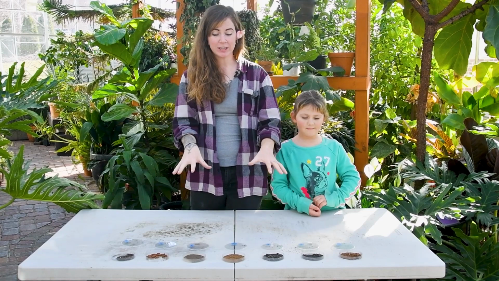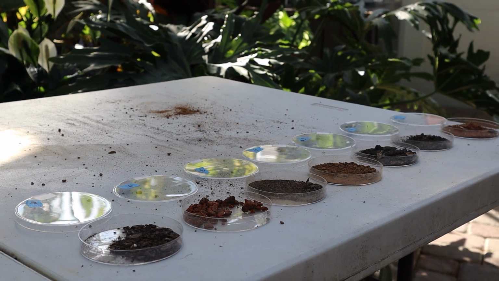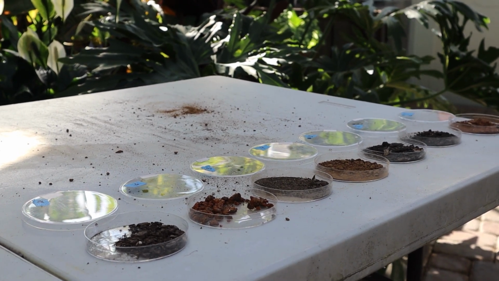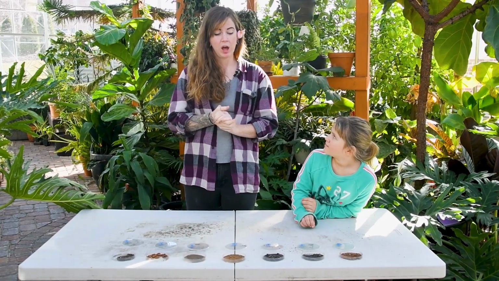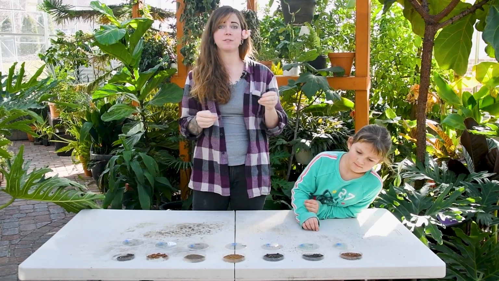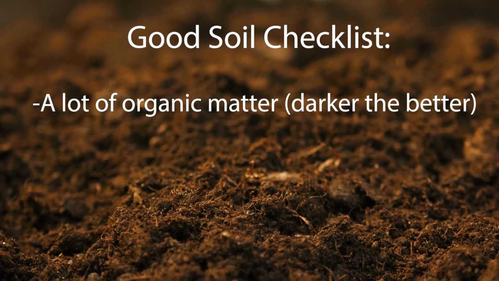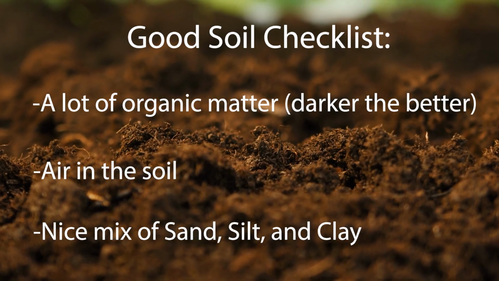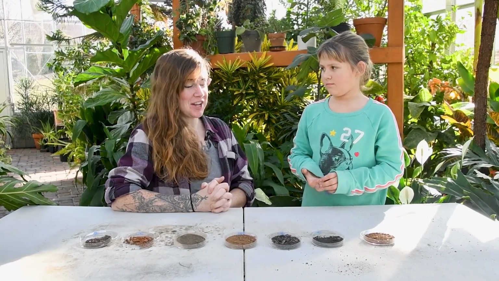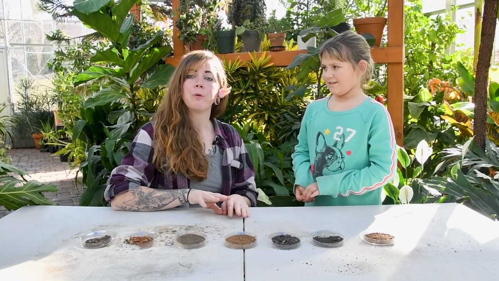So we have some soils here that we're going to take a look at today, and these came from different parts of the country and from different growing areas. Some came from fields, some came from forests, some came from the side of the road. We're going to take a look and see what we think is best for growing plants based on what we know. We know that plants need a lot of organic matter. We know they need airspace in the soil, and they need a nice mixture of sand, silt, and clay. All right, now that we are down here on the same level, Alice and I are going to take a look at these soil samples that we brought in, and we're going to see which soil we think is going to be best to grow plants in.